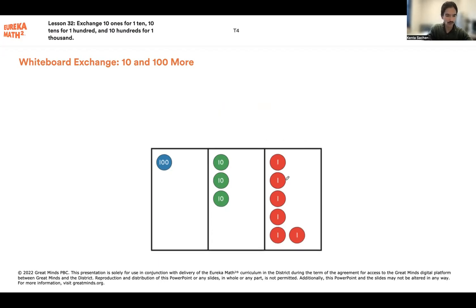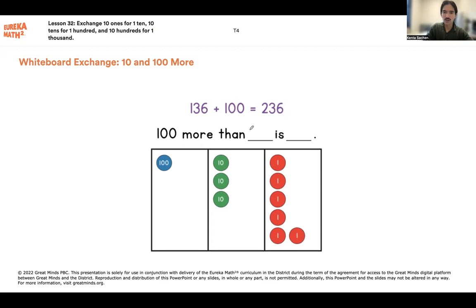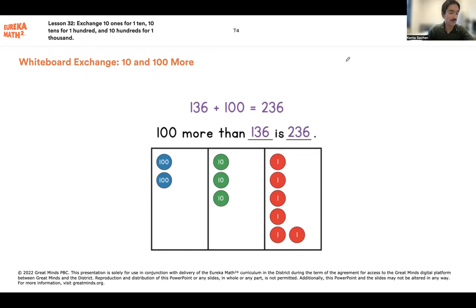Okay, so we're going to start with 136 again. What if we added 100 more here? Right? What is 100 more than 136? What number is it now? Christopher? Yeah, it's 236. Very good, right? So now we have 100 more than 136 is 236.